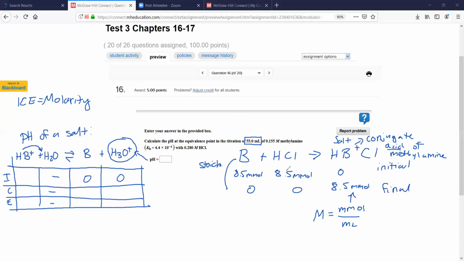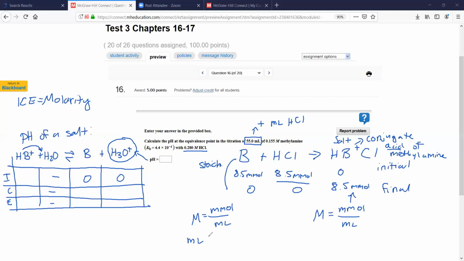I'm at the equivalence point of the titration. So I started with 55 milliliters of the base, and I added HCl. So my new volume is going to be my 55 milliliters plus however many milliliters I have of HCl. How can I figure out how many milliliters of HCl I've added? I have its molarity and I have how many millimoles. You rewrite that equation: molarity equals millimoles over milliliters. Perfect.